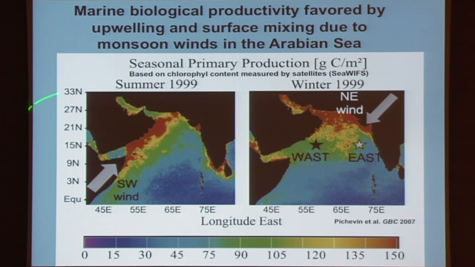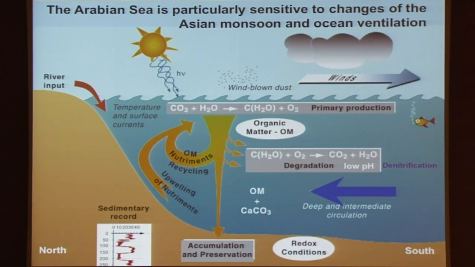We can see that, for example, from satellite data for the modern day. This is the summer monsoon upwelling, which is showing a large productivity based on the chlorophyll content, from satellite data. This is the northeast monsoon that is showing also large mixing and bringing up nutrients at the surface. The Arabian Sea is a very particular location that is very sensitive, in fact, to changes of the Asian monsoon and the ocean circulation. That's a cartoon, so this is the north and the south, that is summarizing, in fact, the processes that can change.